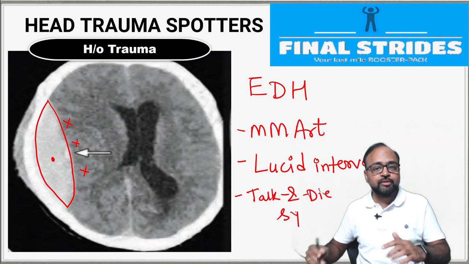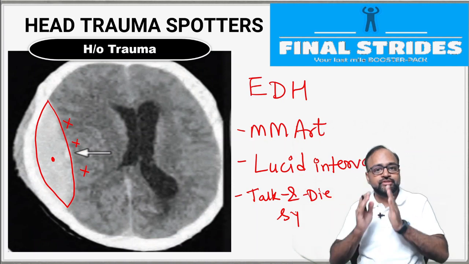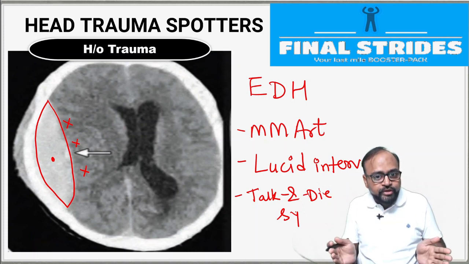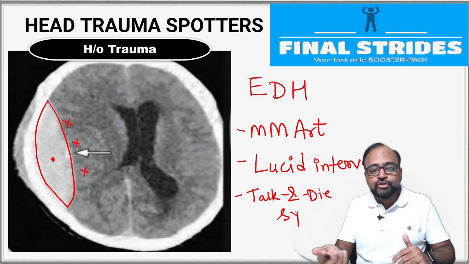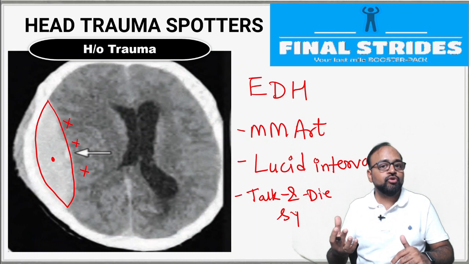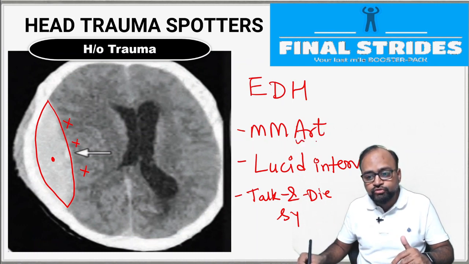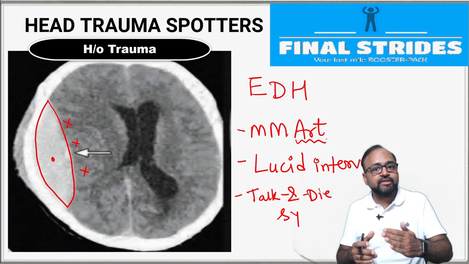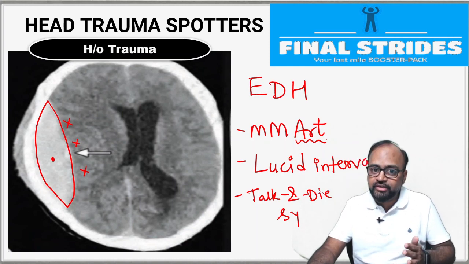What is lucid interval? The patient is unconscious, becomes conscious for a brief duration of time, again becomes unconscious. This brief period of consciousness lying in between two periods of altered sensorium or unconsciousness is called lucid interval. Similarly, talk and die syndrome, immediately after the accident the patient is doing very well, he is walking, talking, performing all his activities, suddenly he collapses and dies because this is an arterial source of bleed. The sudden increase in size is going to compress the brainstem, respiratory centers, cardiovascular centers, patient will suddenly die. So this is what is associated with EDH.